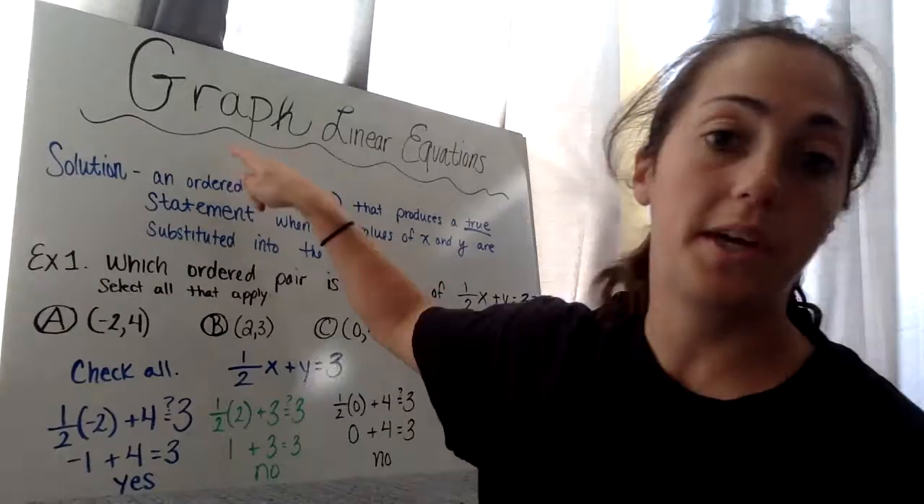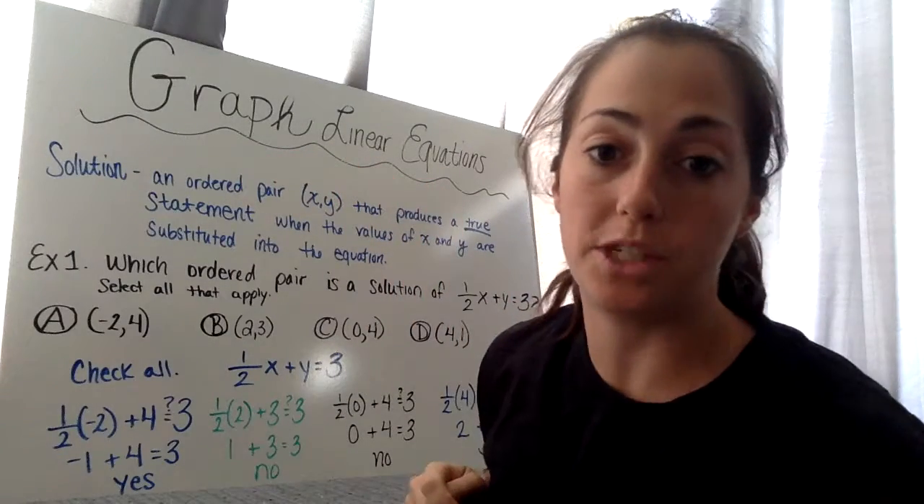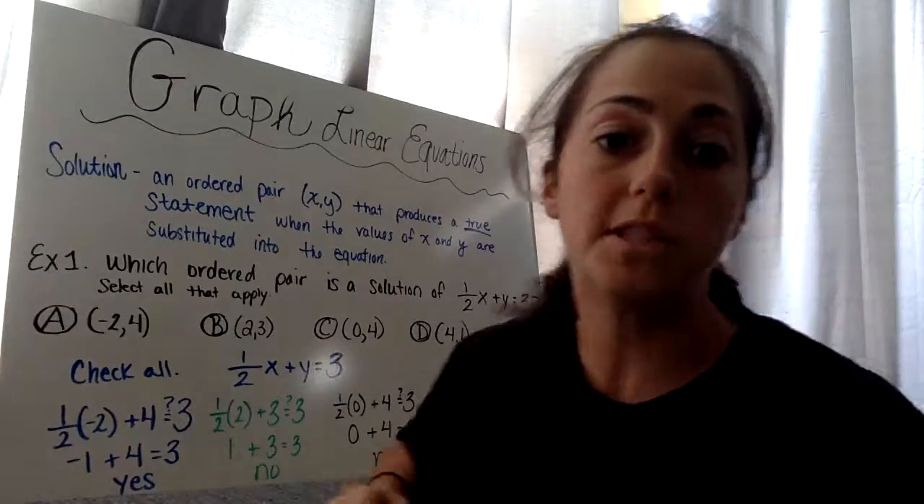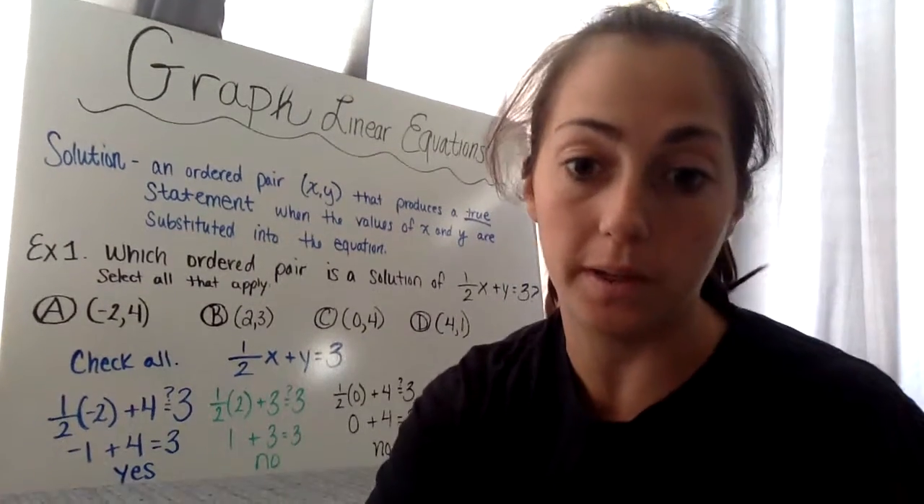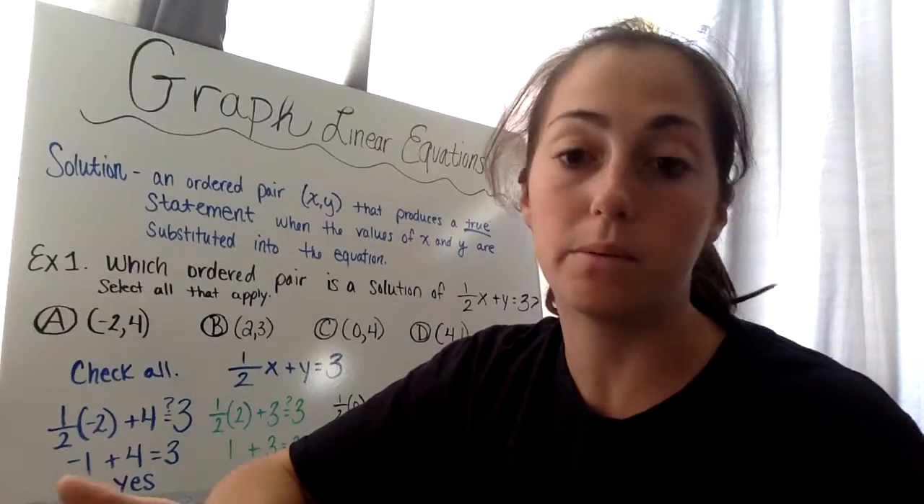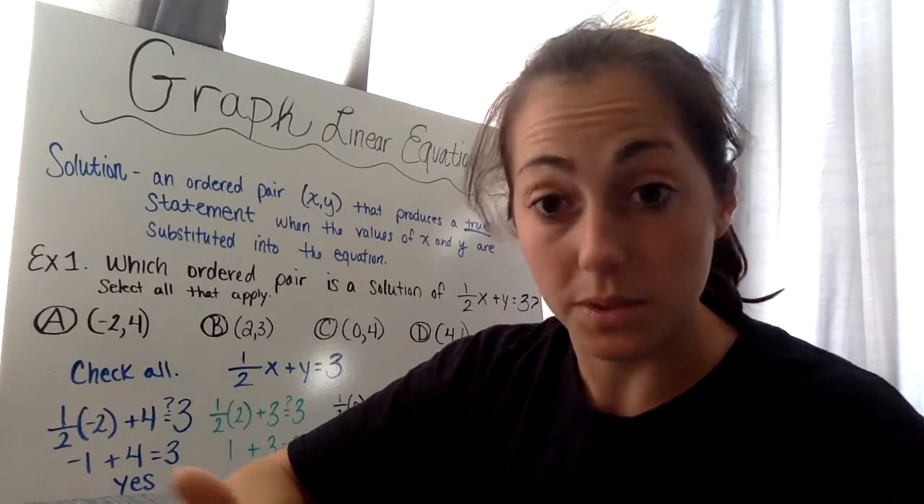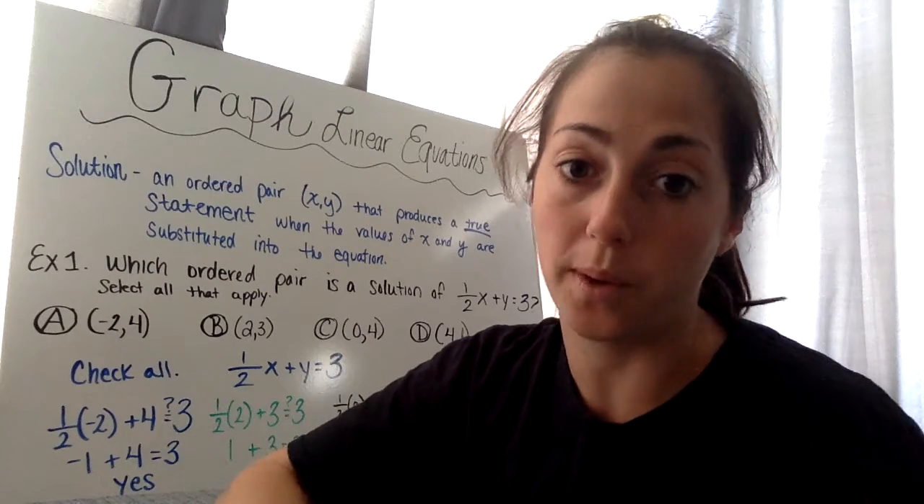Hello there. Today we're talking about graphing linear equations. So first thing to talk about is the solution. We've already worked with solutions with one variable, like x plus 7 equals 10. That means x equals 3. That's the solution to that equation.